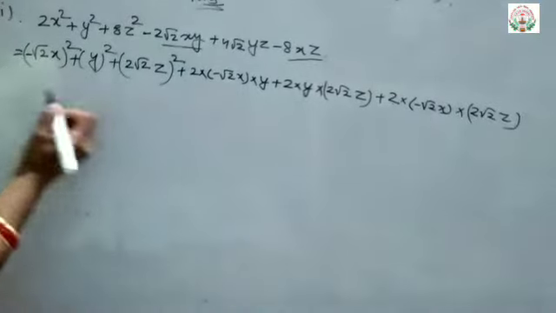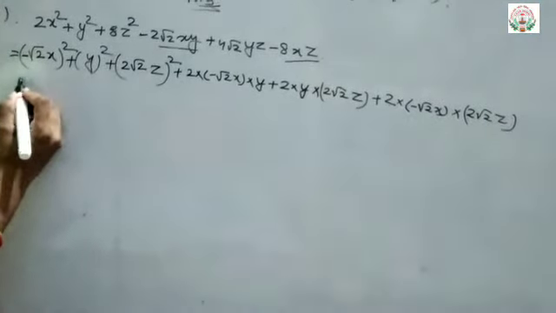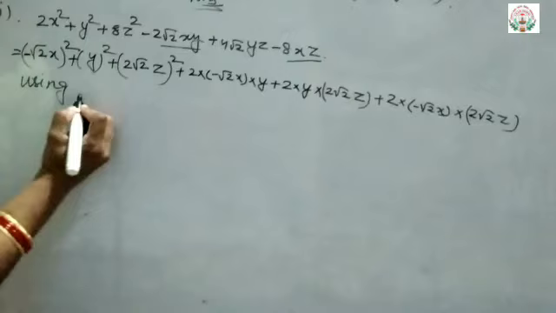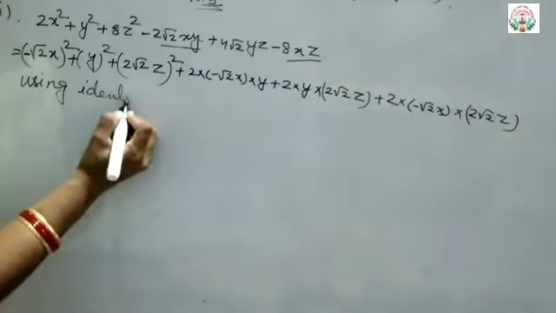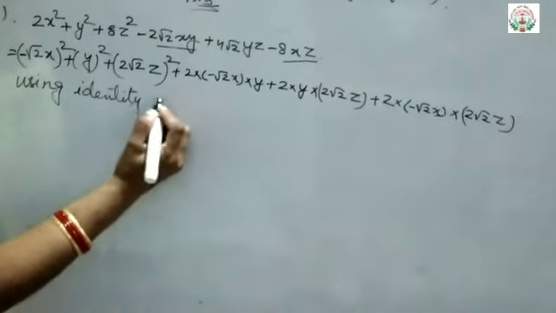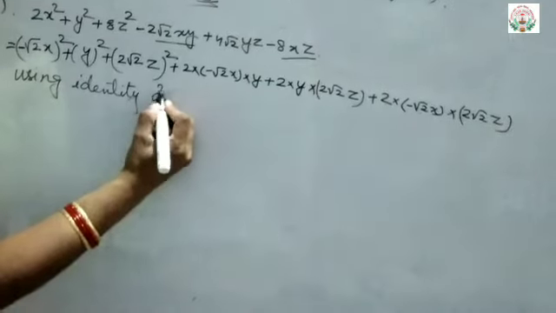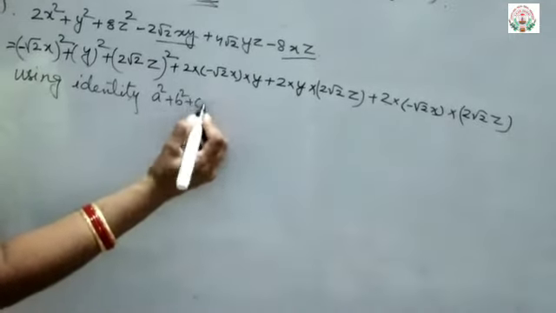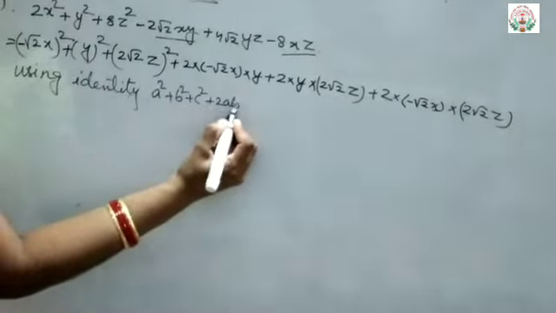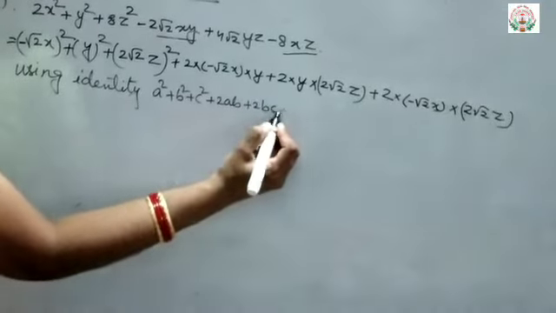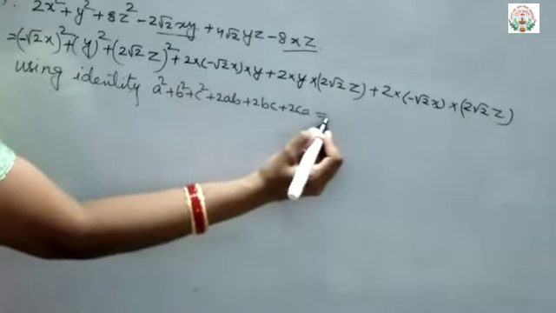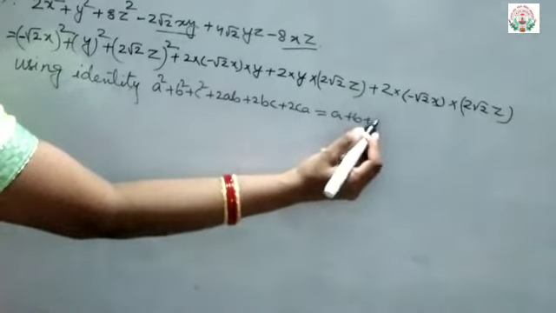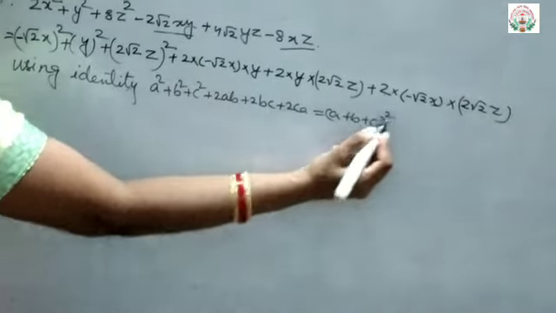Clear? Now this is, you can write again using identity what? Using identity, just reverse of question number 4. Identity a square plus b square plus c square plus 2ab plus 2bc plus 2ca equals to a plus b plus c whole square identity.